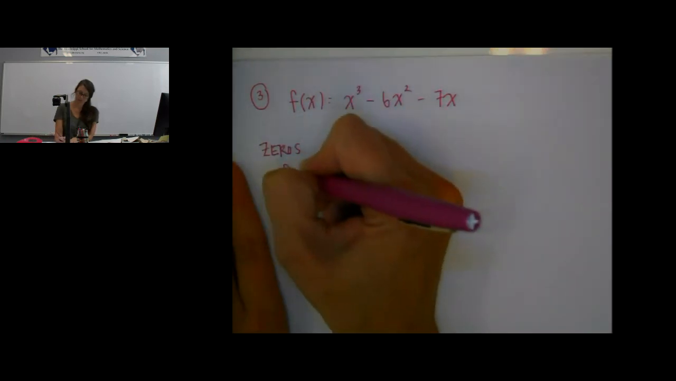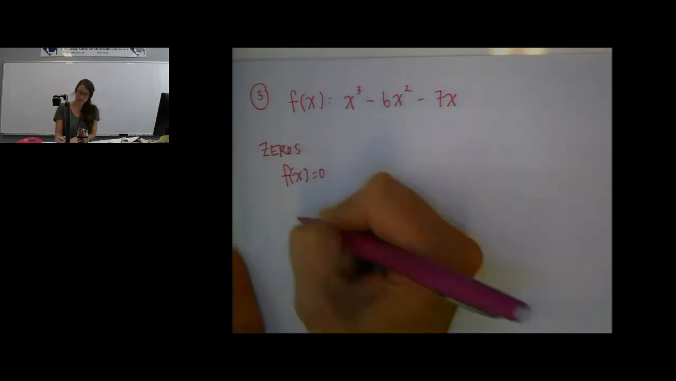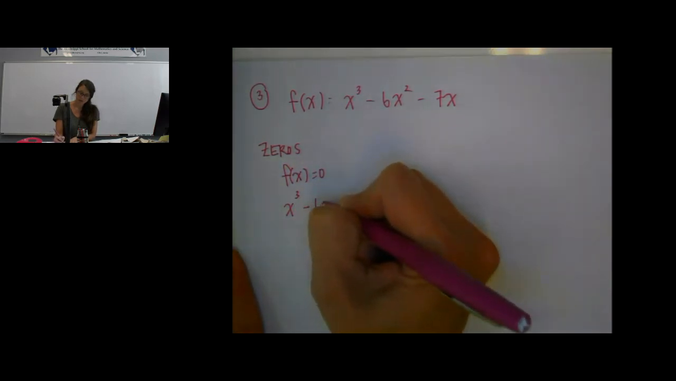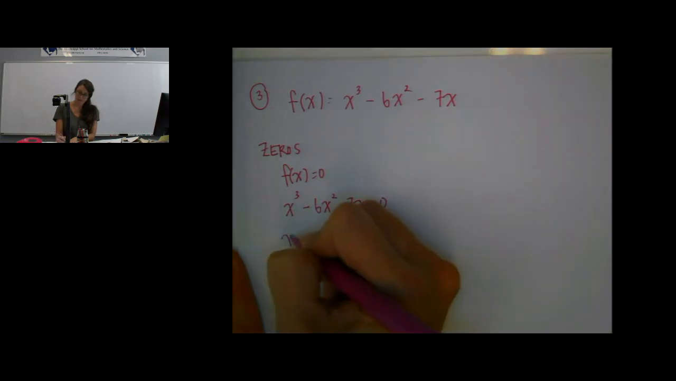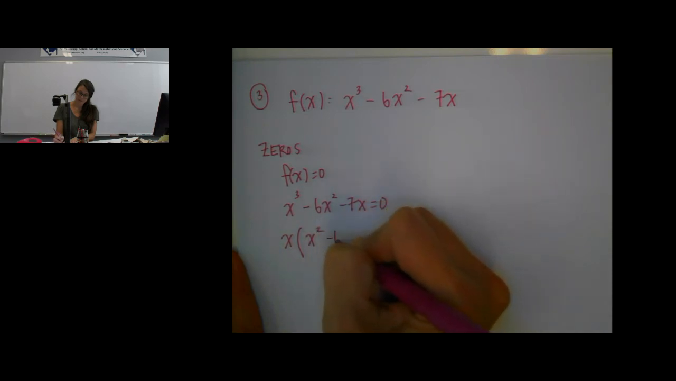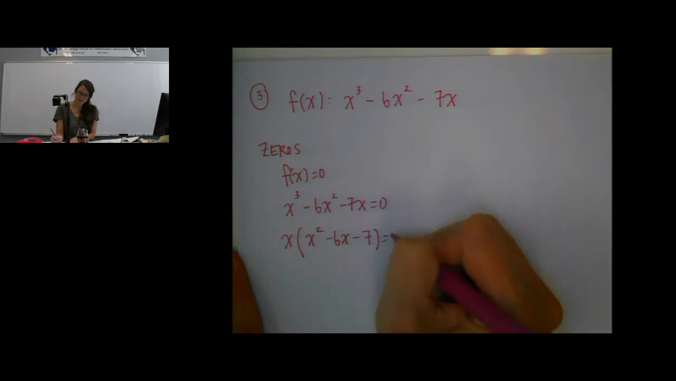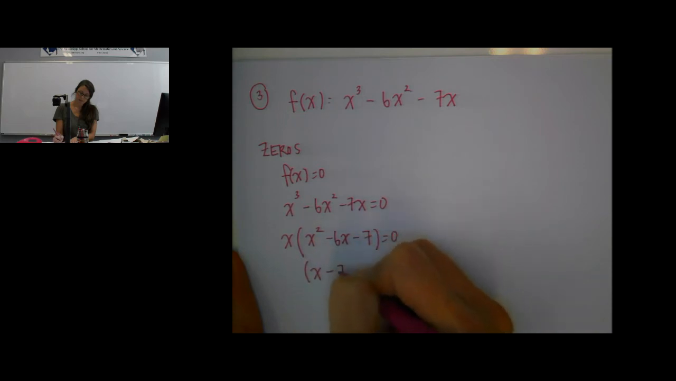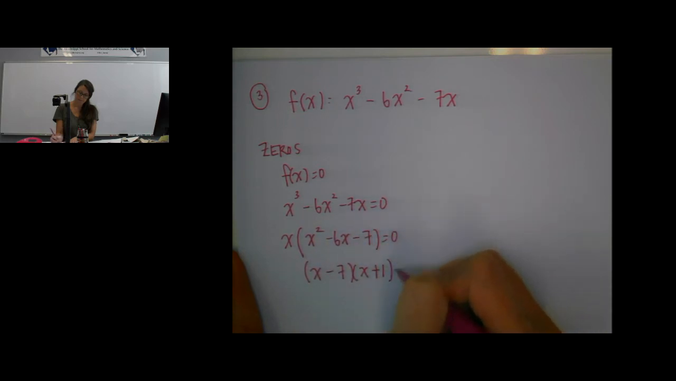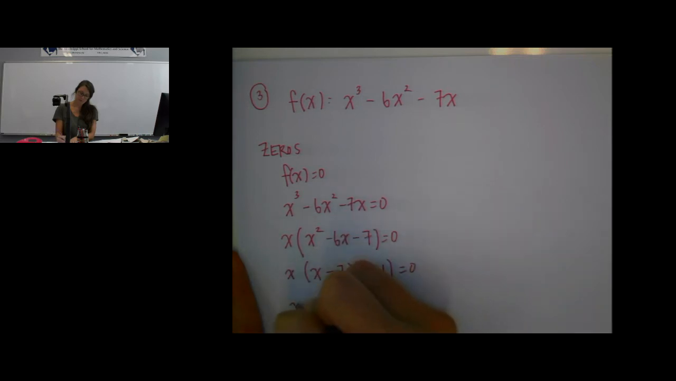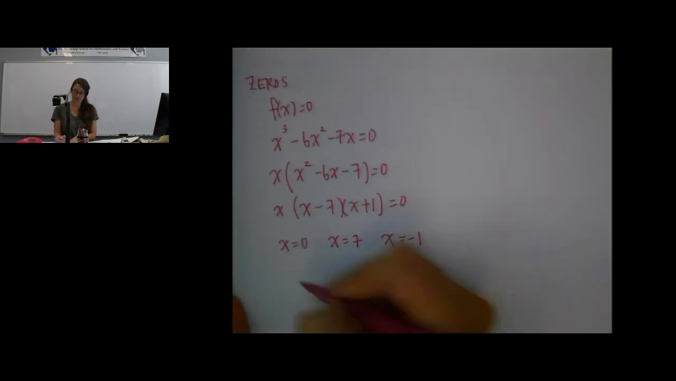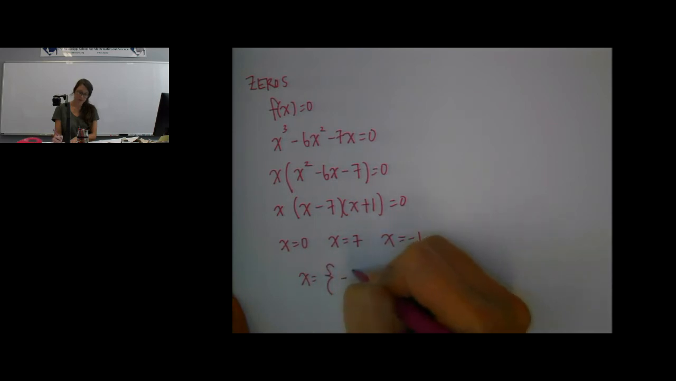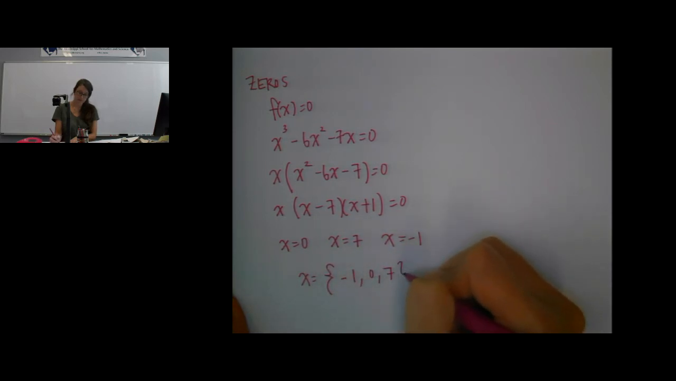Okay, so the zeros are where the function equals 0. So we'll have x cubed minus 6x squared minus 7x is equal to 0. You can factor out an x, so you'll be left with x squared minus 6x minus 7. And then this can factor to x minus 7 times x plus 1. Then we set each one of these equal to 0. So x will be equal to 0, x will be positive 7, and x will be -1. So your zeros are -1, 0, 7.